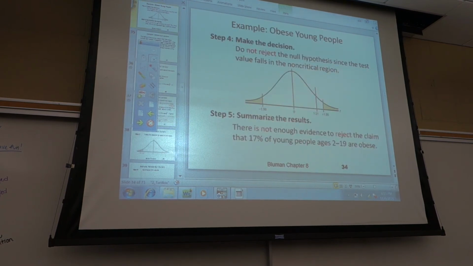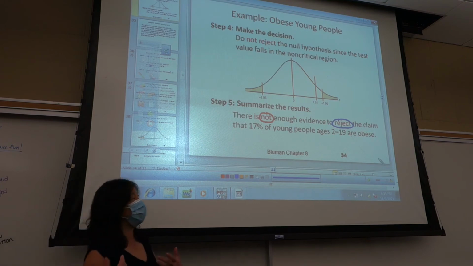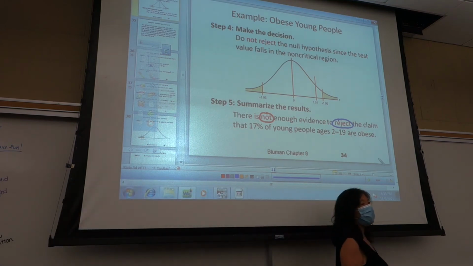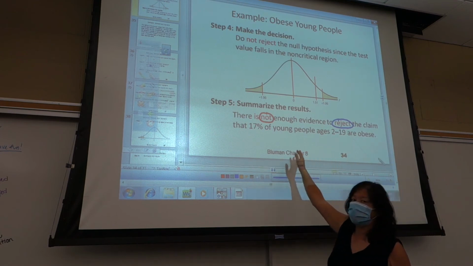And the last part is this here. Just as a heads up, the only parts that change are this one here and this one here. Everything else will stay the same for every problem for step 5. It's either there is blank enough evidence, or there is blank enough evidence to blank the claim that, and then whatever your claim is. You have to write your claim because you need to say what's going on. You have to show that you understand what's happening in the problem.